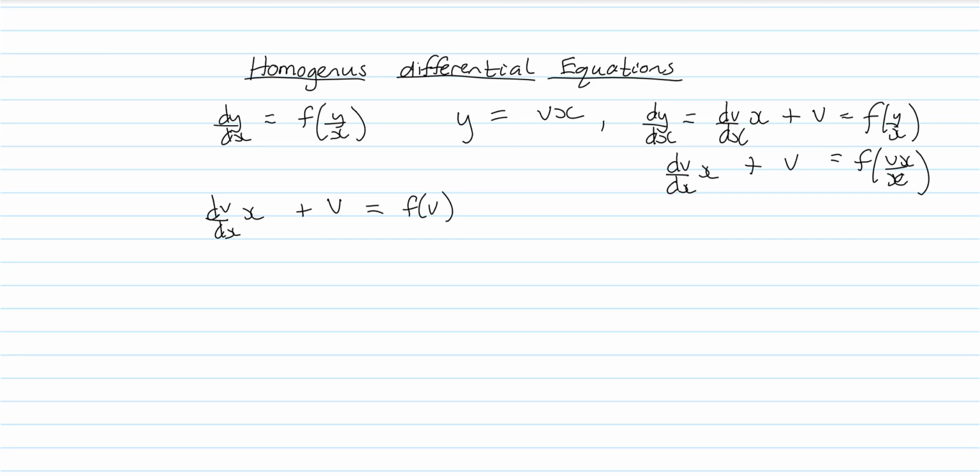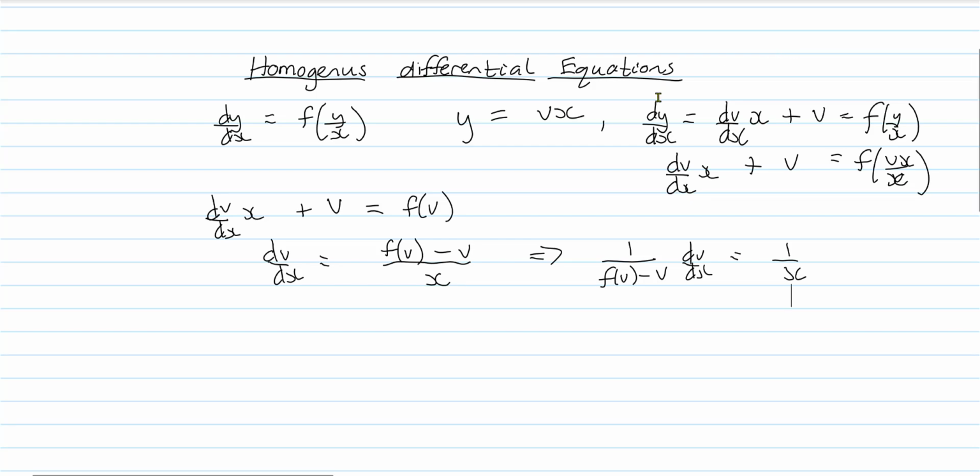So that means dv by dx is equal to f of v minus v, just rearranging this equation and dividing by x. And now it is a separable differential equation, because this implies then that 1 over f of v minus v times dv by dx is equal to 1 over x. We've already separated the variables, and then we can integrate, and then we can substitute back at the end.